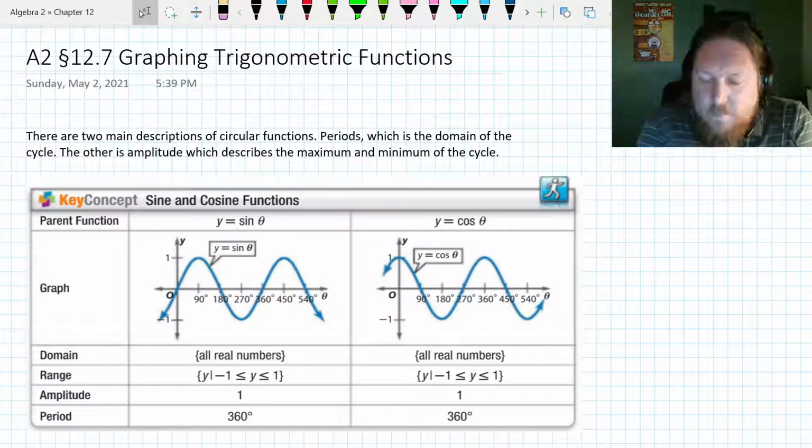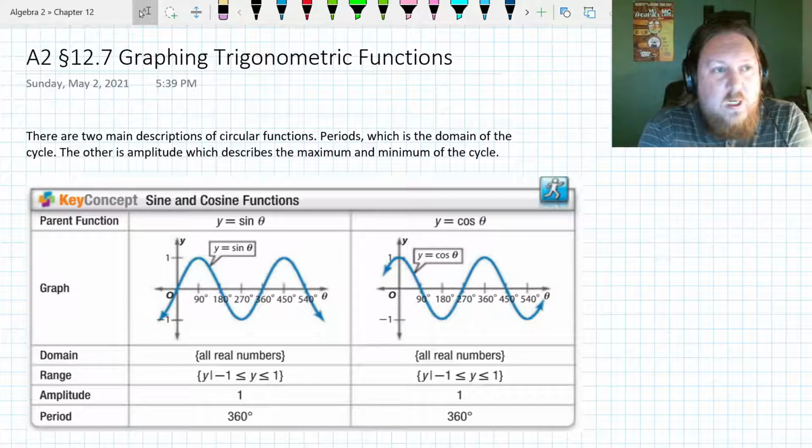Algebra 2, Chapter 12, Section 7, Graphing Trigonometric Functions.